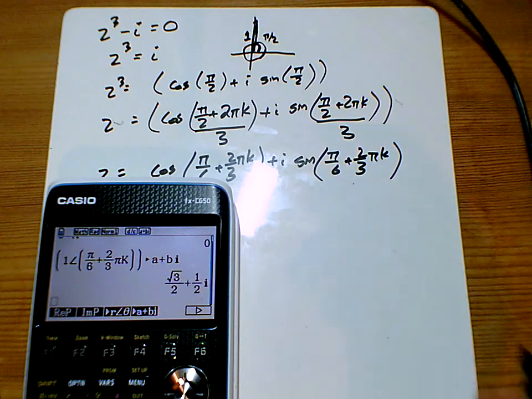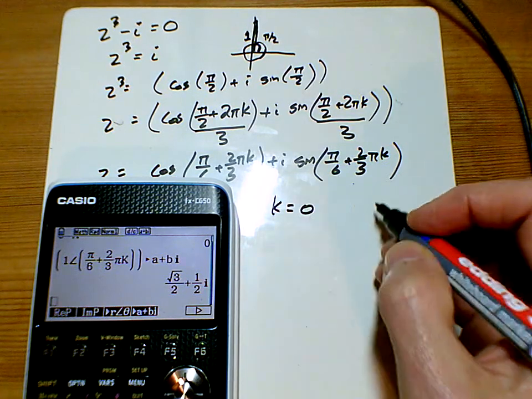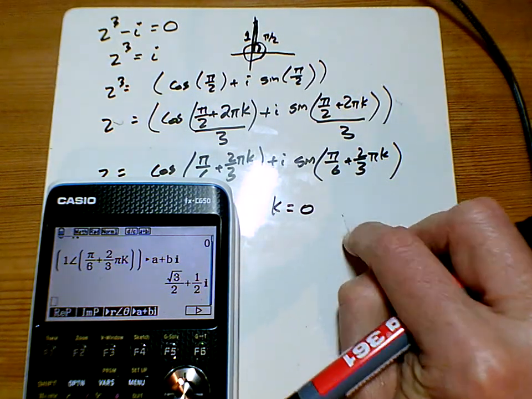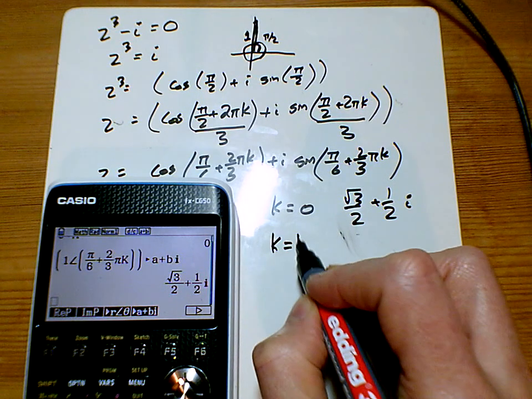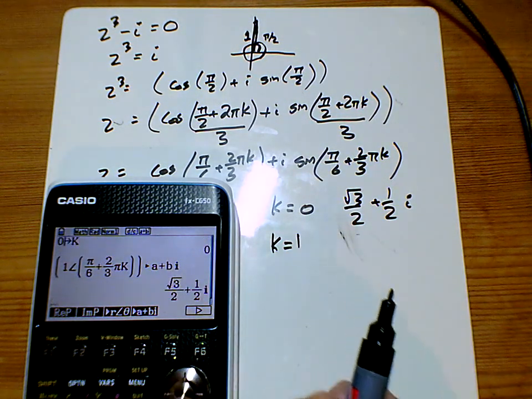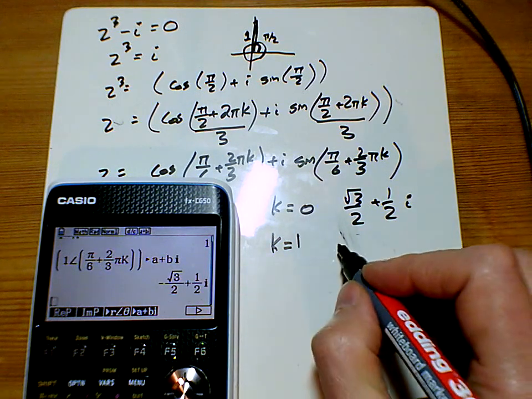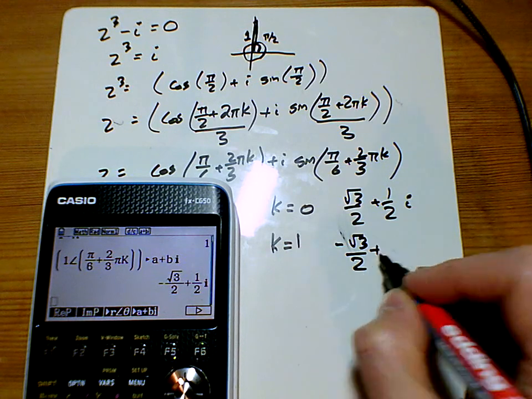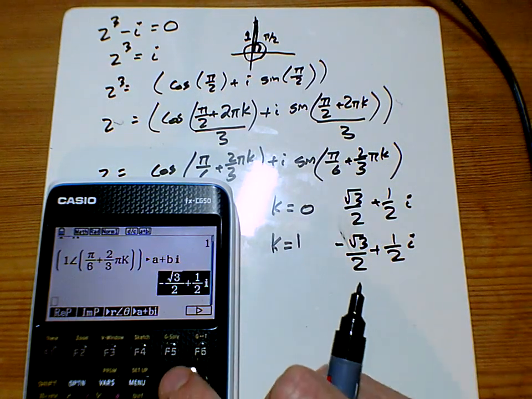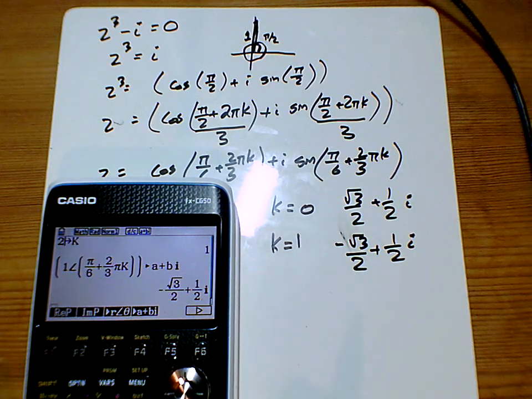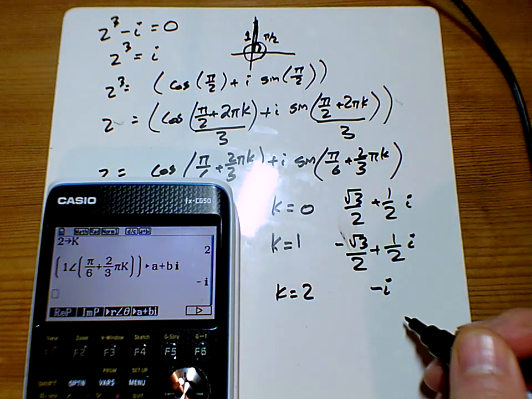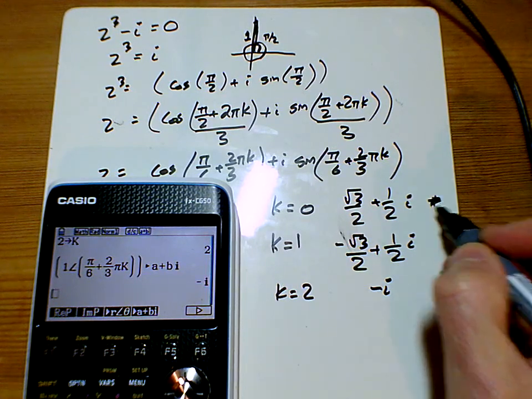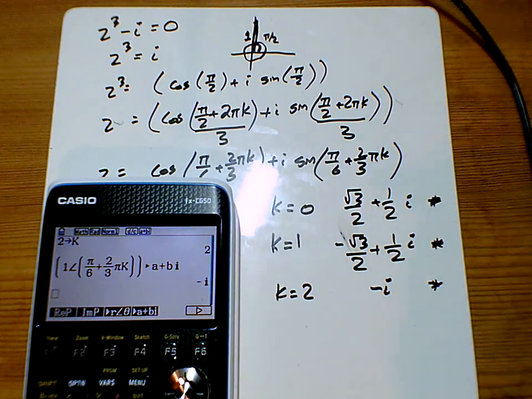So when k is equal to 0, look what we get. I've got root 3 over 2 plus a half i. That's nice. There's the first answer. k is equal to 1. So all I've got to do now is just go up there and change that to a 1. And it gives us minus root 3 over 2 plus a half i. Okay. And now go up here again and change this to a 2. And k equals 2 gives us minus i. We were probably thinking it was going to be minus i, weren't we? And so here are our 3 answers. All the calculator's done is saved me having to tap that in lots of times. I've just done it and repeated it over and over again.